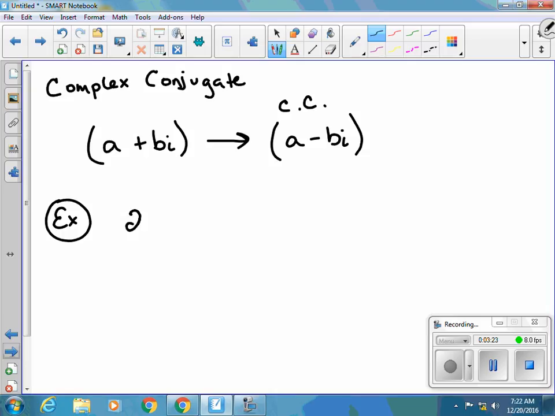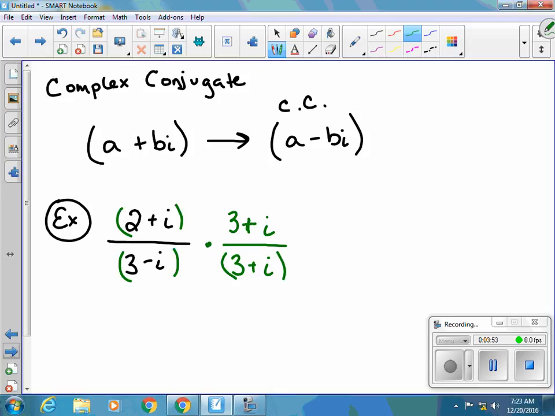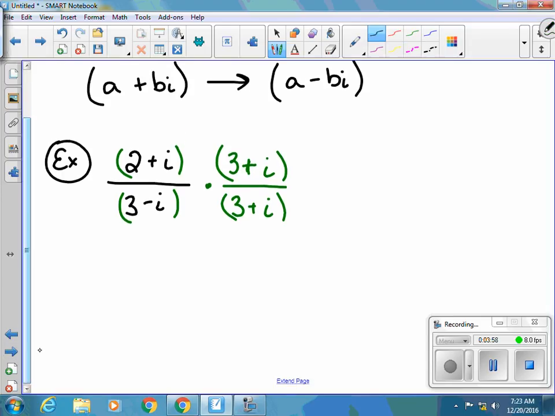So for instance, if I were to have 2 plus i divided by 3 minus i. Like I just said, you can't have imaginary numbers in the denominator. You can have them in the numerator, but not in the denominator. So in order to get rid of them, I'm going to multiply by the complex conjugate, so 3 plus i. And I'm telling you now, this is going to eliminate the i in the denominator. So you need to go through and do distribution for the top, and then do distribution for the bottom.